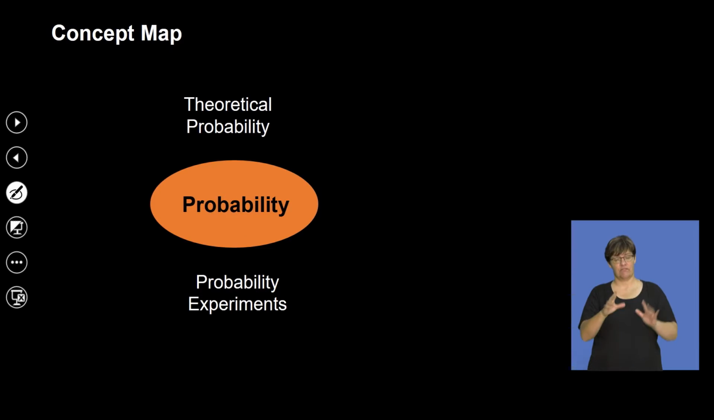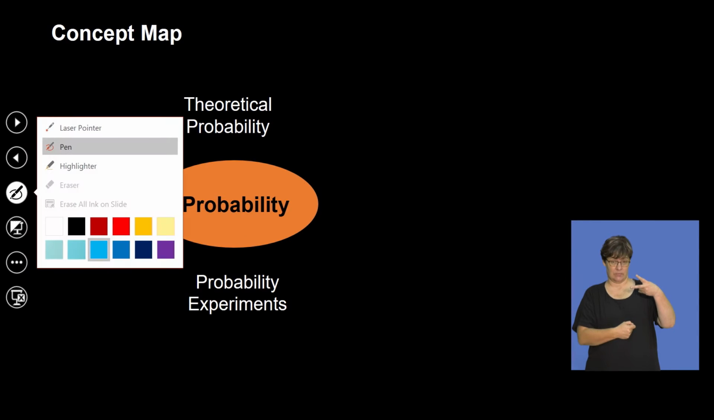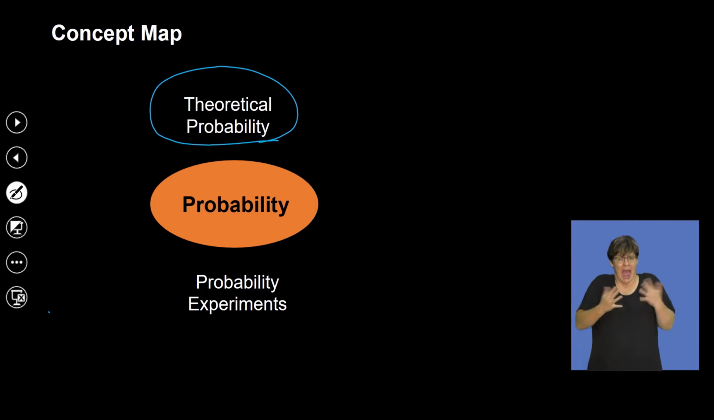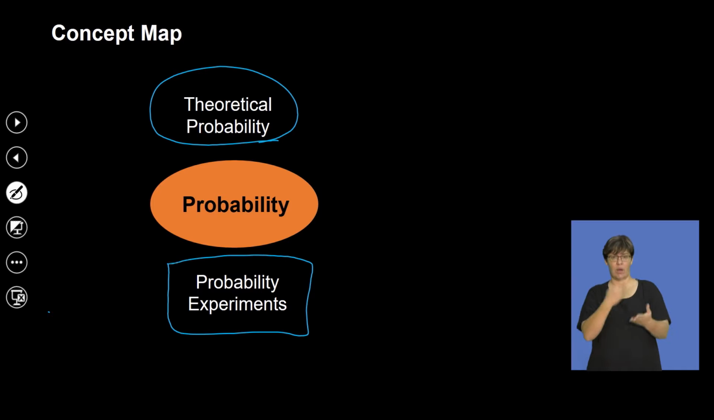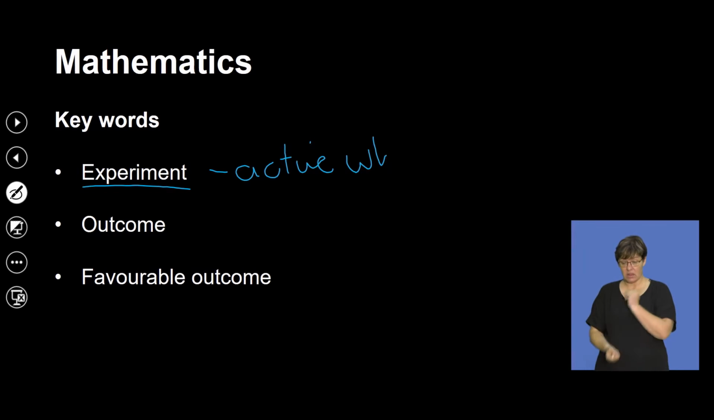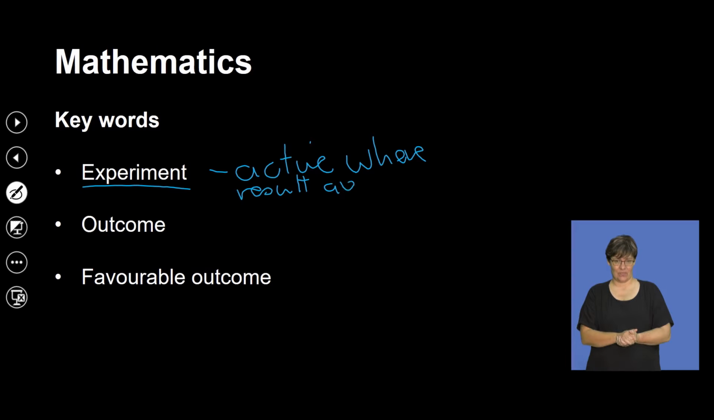So as I said to you, there are two ideas we're going to be looking at. The idea of theoretical probability, how do we calculate it? And then doing some probability experiments. But before we get into those, let's have a look at some key words. We've spoken about the word experiment. An experiment in this context has a very particular meaning. It's an activity that is uncertain. We're looking at an activity where results are uncertain.